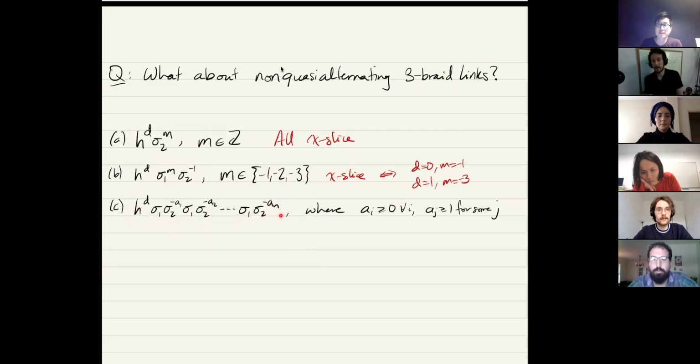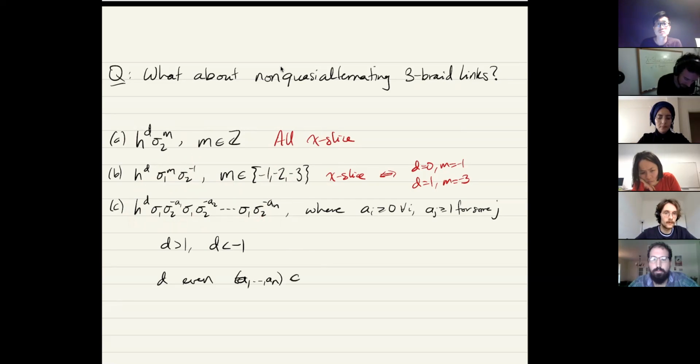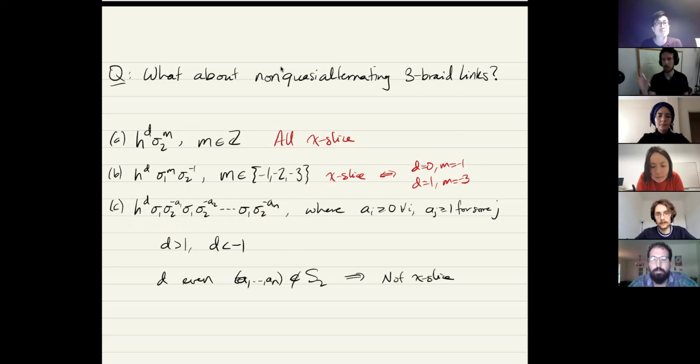This is the hard case again. This is the generic case. If it's not quasi-alternating, that means I'm talking about D greater than 1 or D less than -1. So I have a lot of twists in the braid. And what I can say is if D is even, and if the exponents are not in that set S2, then not chi-slice. And it's obstructed just from Donaldson, essentially. And if D is odd, and this string is not in S1, then again, it's not chi-slice.